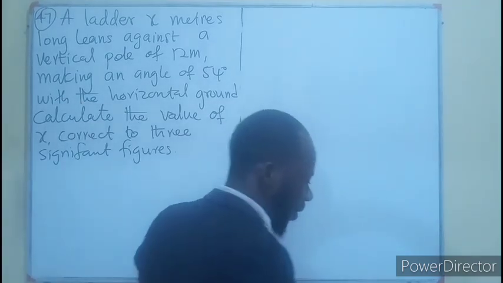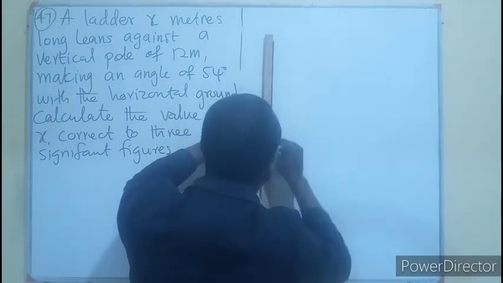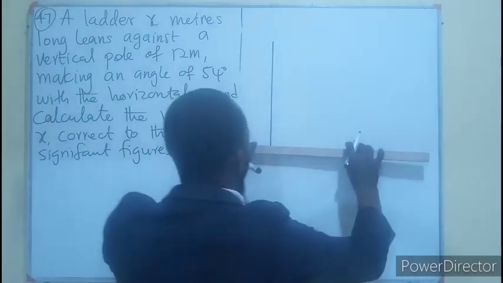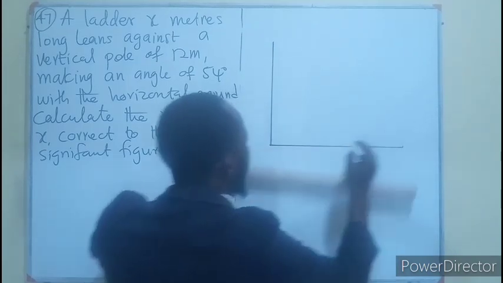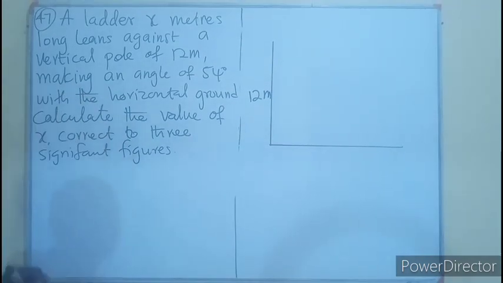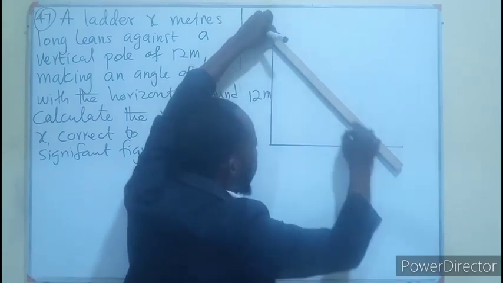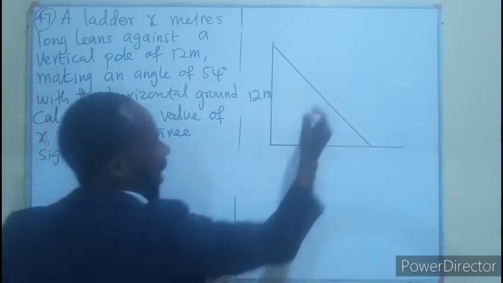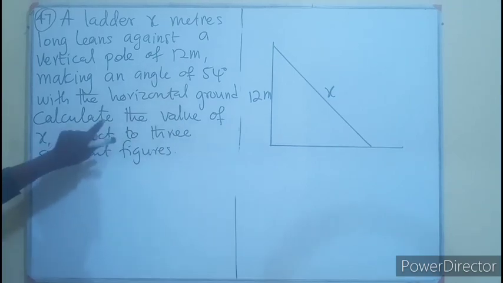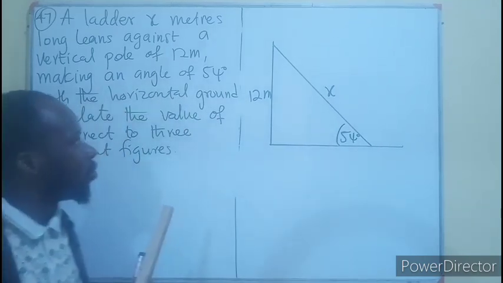So in this case, if I take the pole to be this, which is standing on the ground, from the ground to the top is what we are saying is 12 meters. Then a ladder is leaned against this pole from the top to the ground. The length of the ladder is X. It makes an angle with what? The ground. 54 degrees.